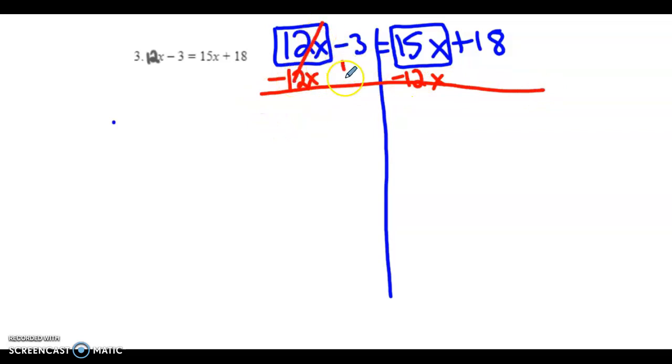That would cancel here, and I would just bring the negative 3 straight down. 15x's minus 12x's would give me 3x's, and then I'm going to bring the 18 straight down.